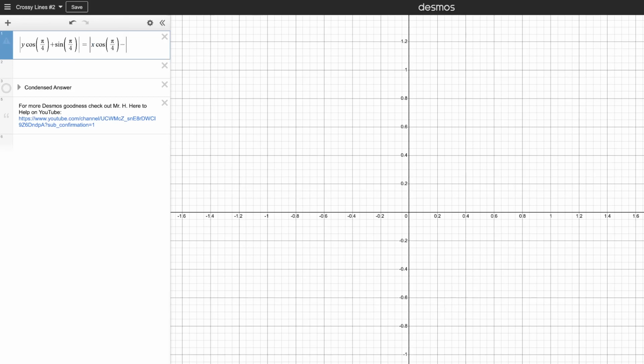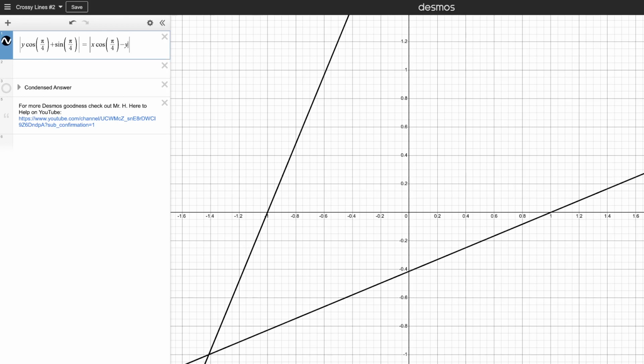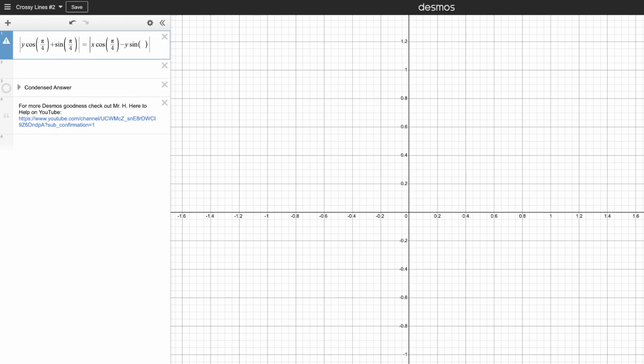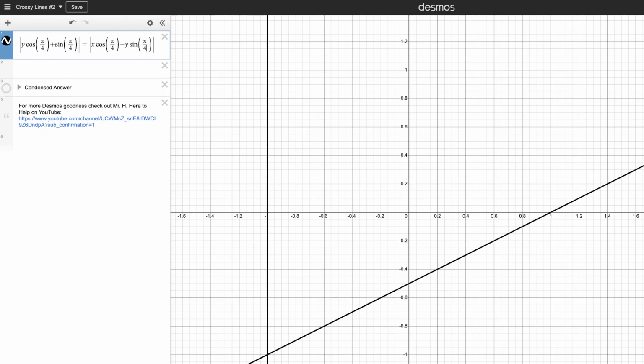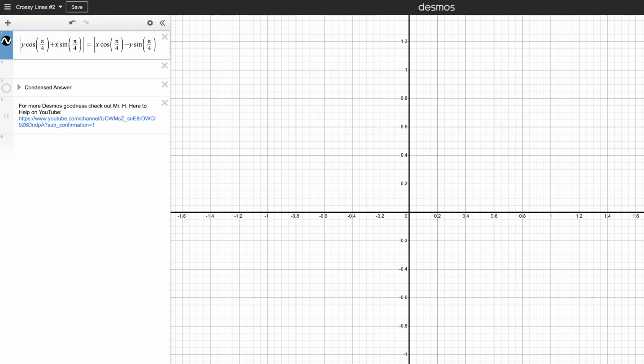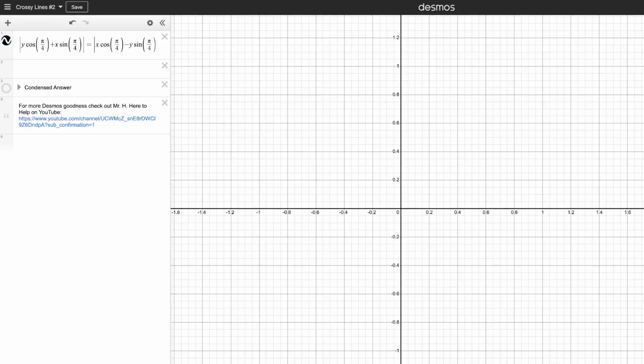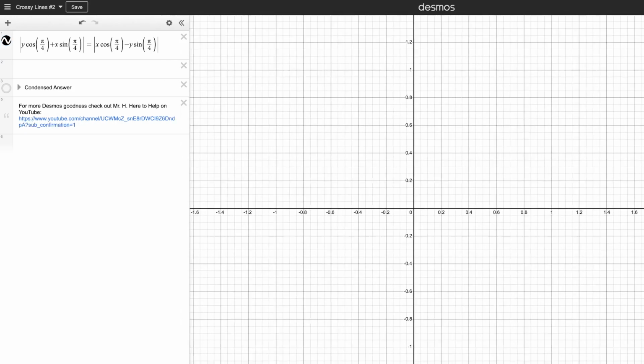minus y sine pi over 4. Oh, I've messed something up. x cosine pi over 4, y sine pi over 4, y cosine. Oh, I forgot the x right here. Okay, x sine pi over 4. All right, here we go. So now this is back to our original equations that we had.